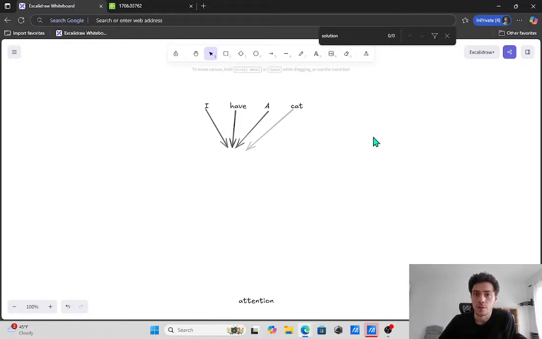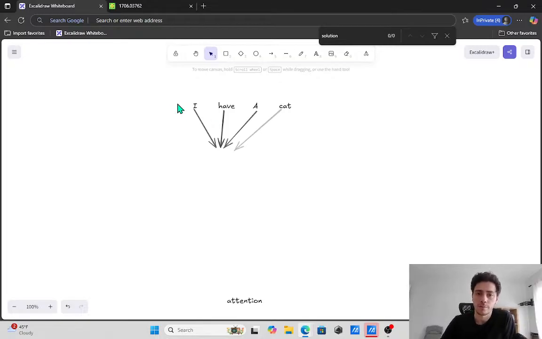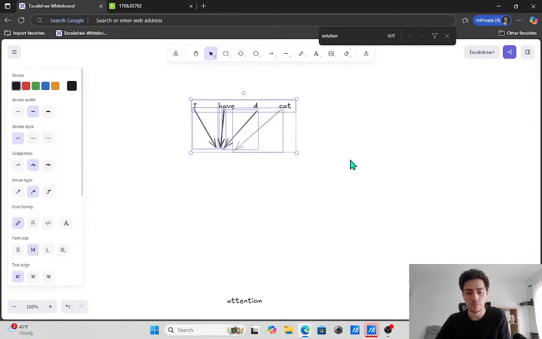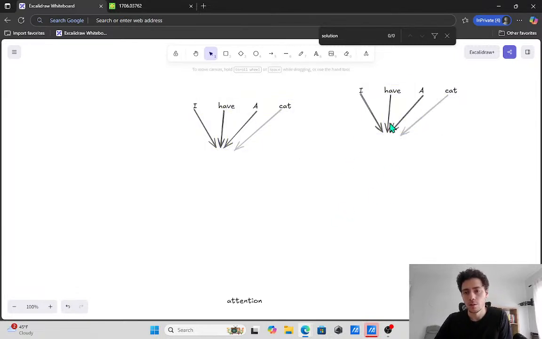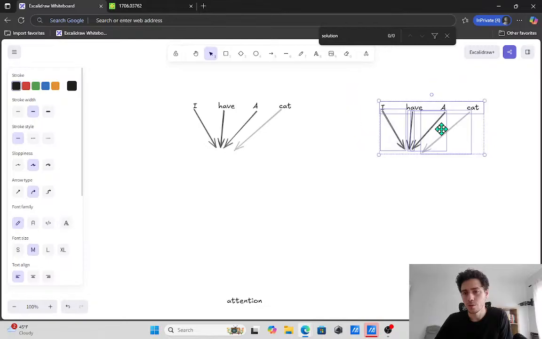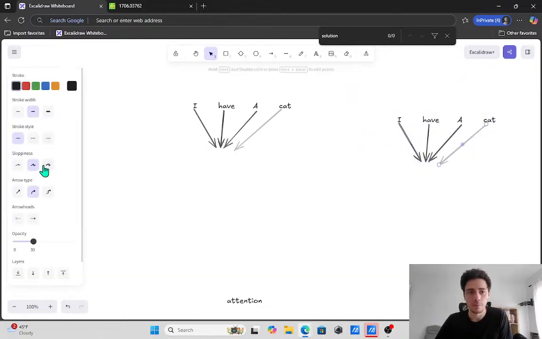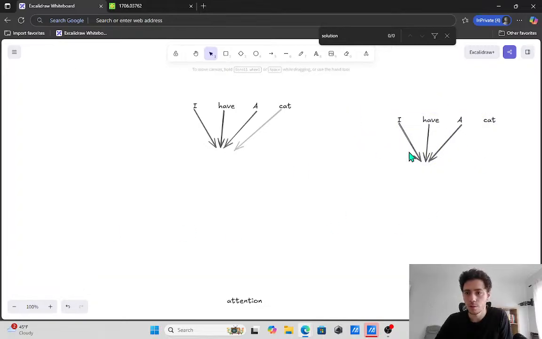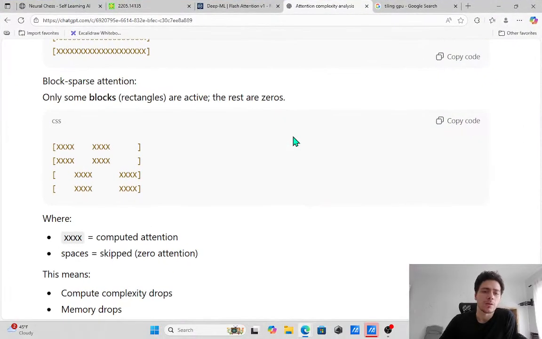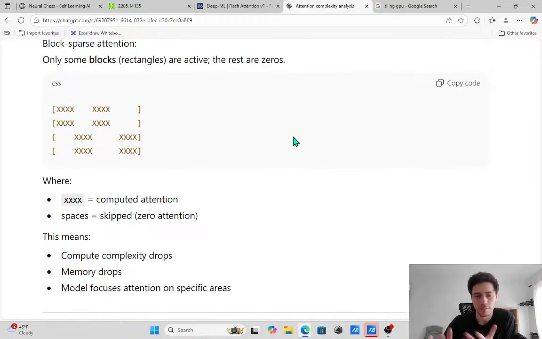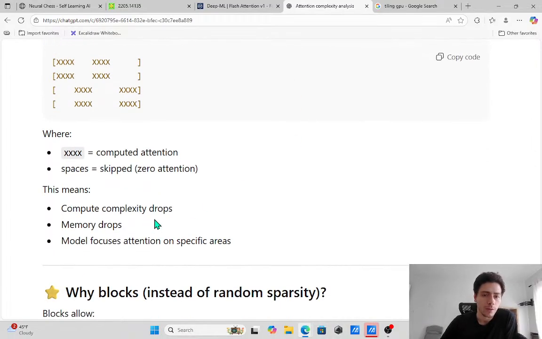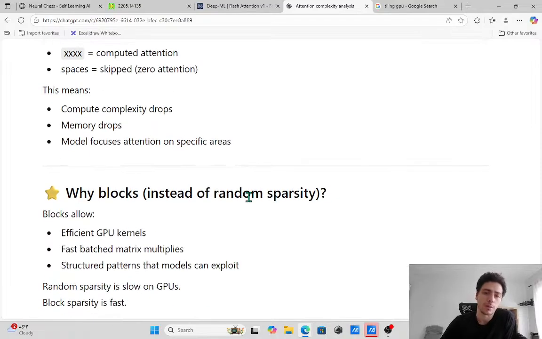It sounds like what they're doing is setting it so either you have an attention score or you have 0. So maybe this would just go to 0 and you just wouldn't even look at the word cat. Which sounds helpful and nice, but how do you know what to make 0 and what to actually compute attention scores for? Computational complexity drops, memory drops, okay.